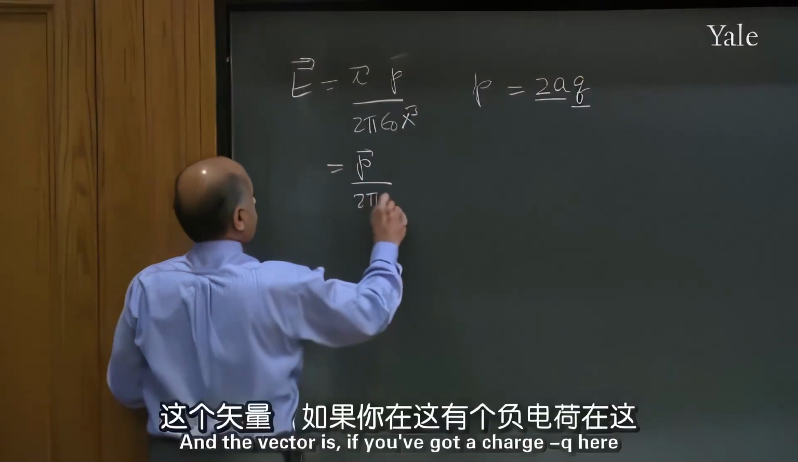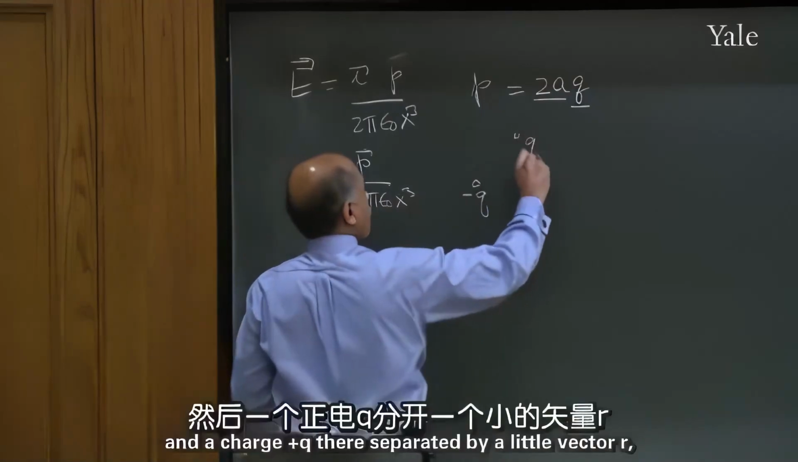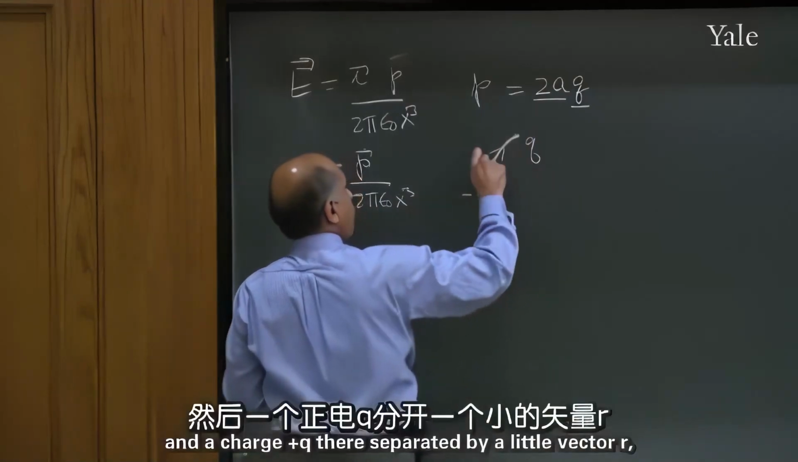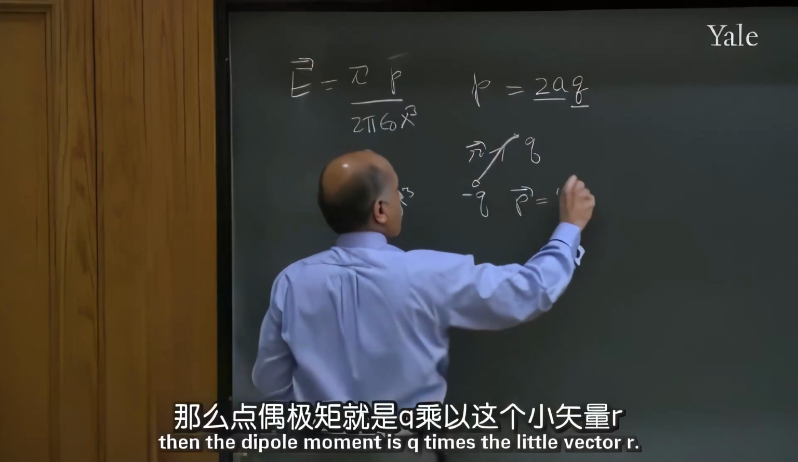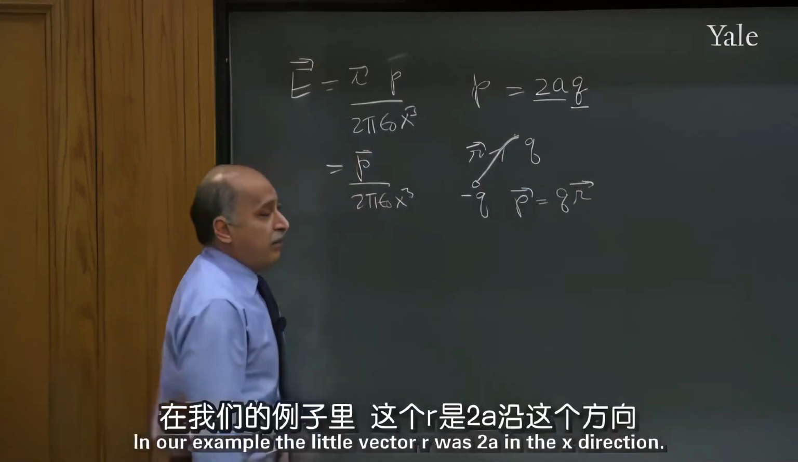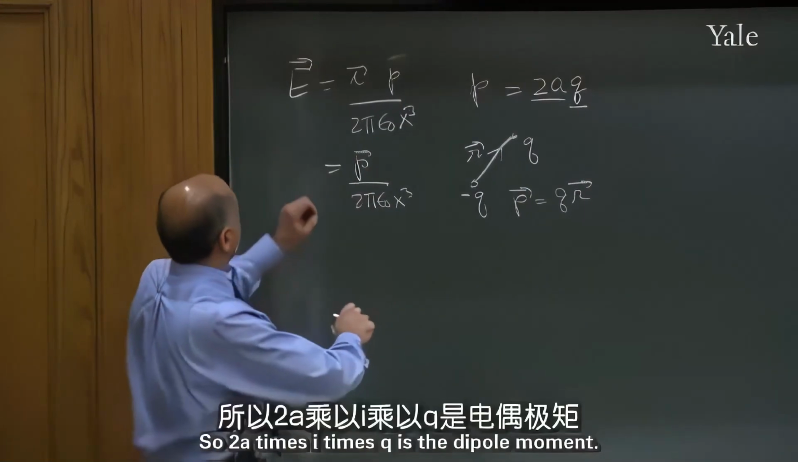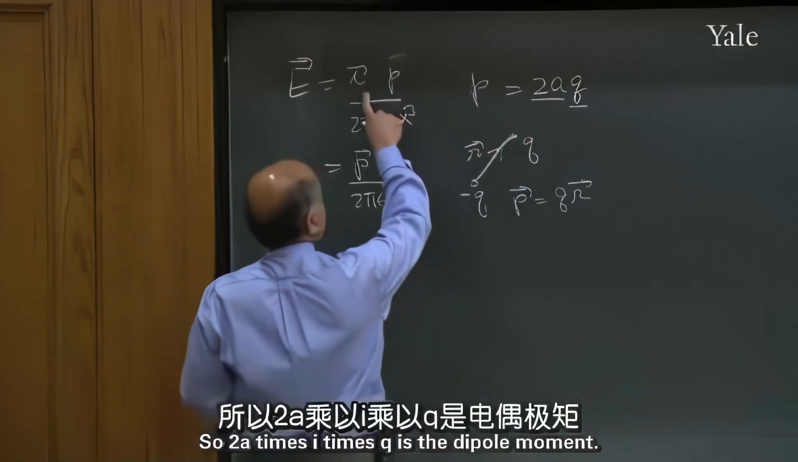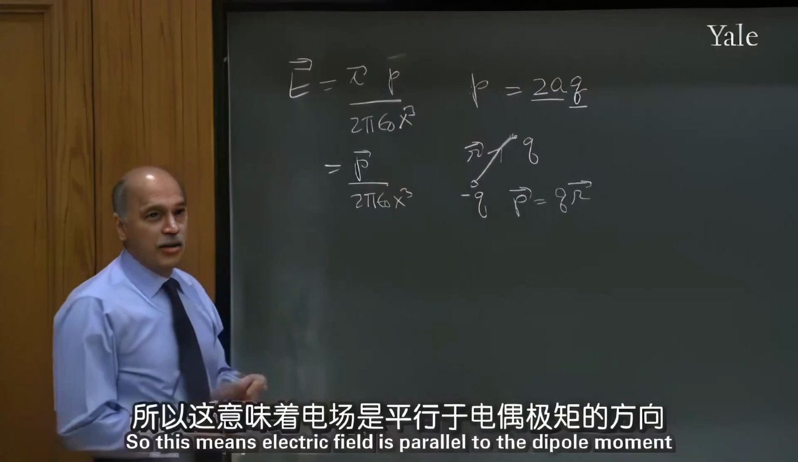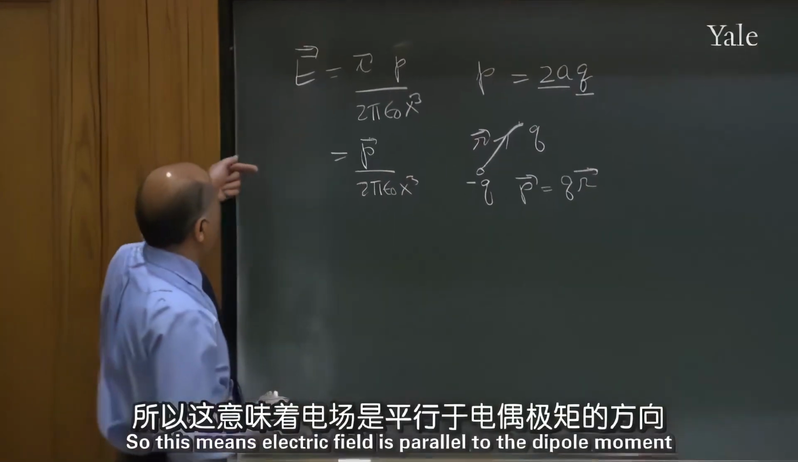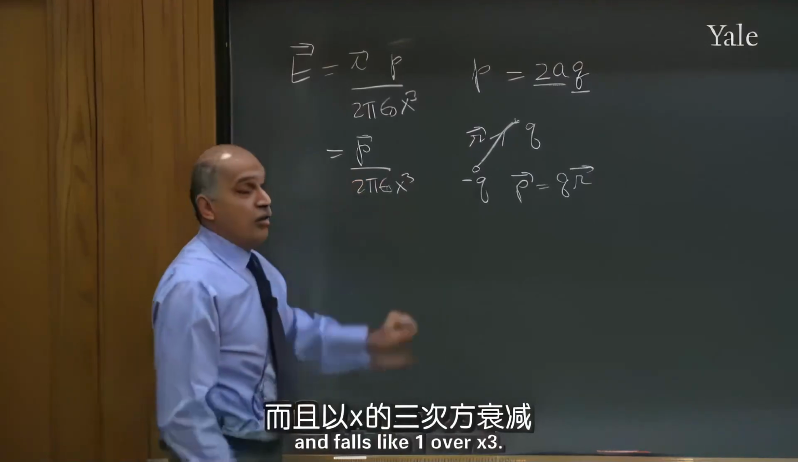So whenever I give you two charges, called a dipole, you can associate with them a vector. If you have a charge minus q here and a charge plus q there, separated by a little vector r, then the dipole moment is q times the little vector r. In our example, the little vector r was 2a in the x direction, so 2a times i times q is the dipole moment. This means the electric field is parallel to the dipole moment and falls like 1 over x cubed.